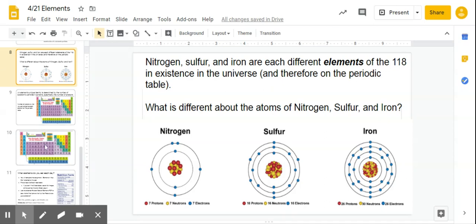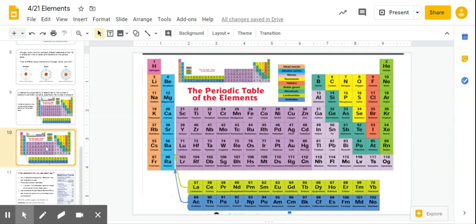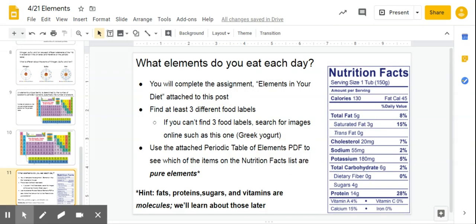So today, for the very first time, I'm going to have you go through a little hunt on the periodic table, a periodic table that looks just like this. Again, that does not have all of the information that it normally does. This is like an introductory periodic table. You have a PDF of this one attached, and I'm actually going to send you into food labels today to complete an assignment called What Elements Do You Eat Each Day in Your Food?